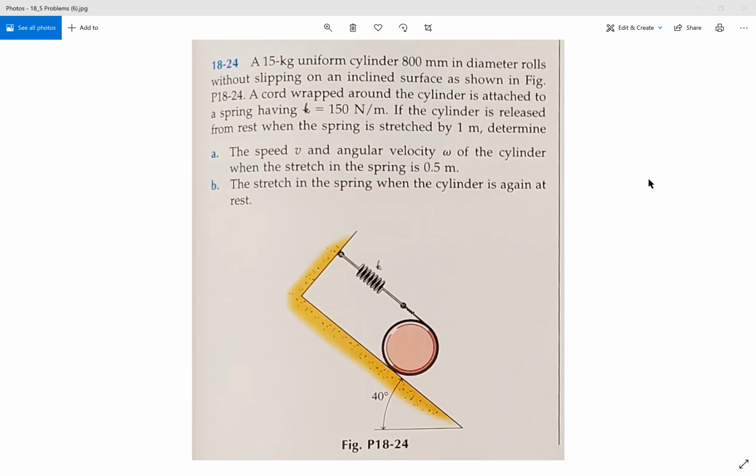and the angular velocity omega of the cylinder when the stretch in the spring is 0.5 meters, and B, the stretch in the spring when the cylinder is again at rest.